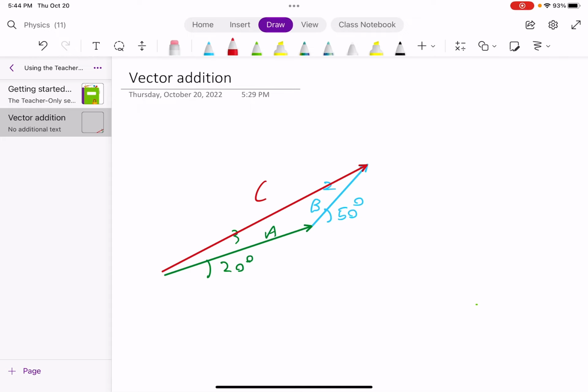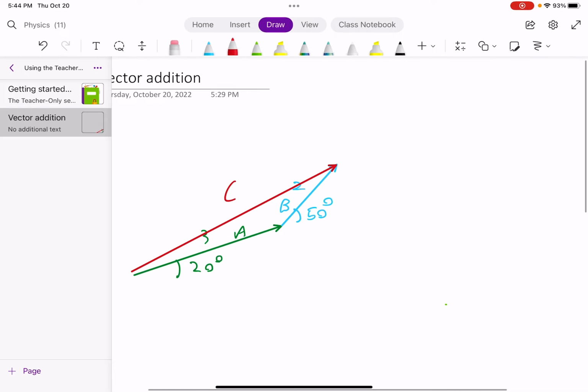So that is the graphical way of adding vectors, but for us, we care way more about the way to do it mathematically. And mathematically, adding vectors takes place in 3 steps.